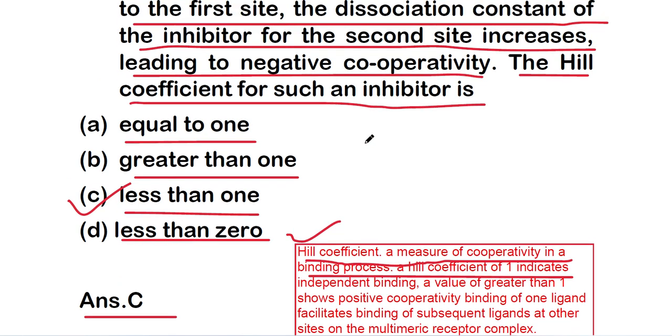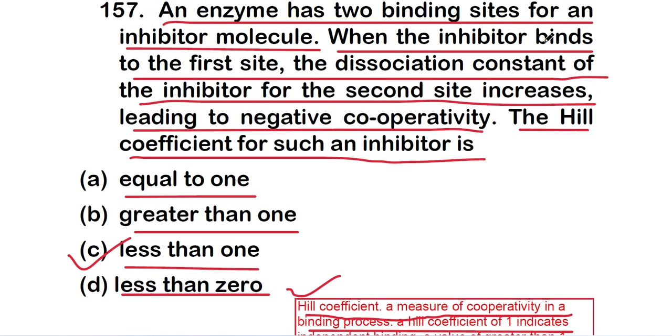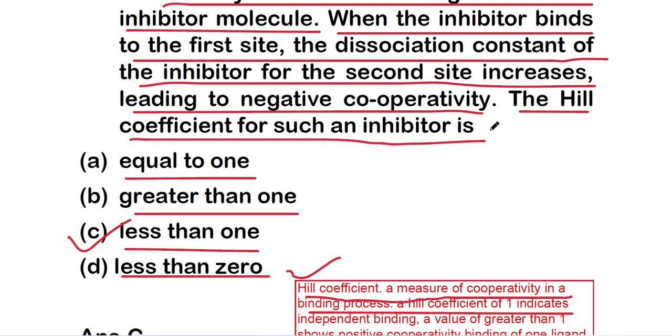So here the answer is, for such an inhibitor, when the inhibitor binds to the first site, the dissociation constant of the inhibitor for the second site increases. In that case, the Hill coefficient is less than 1.